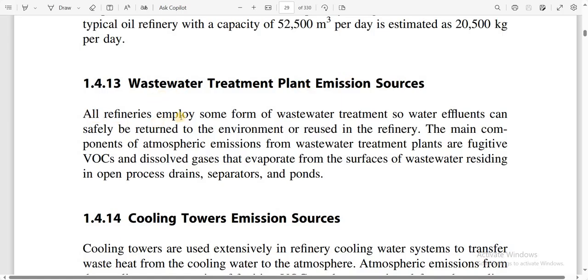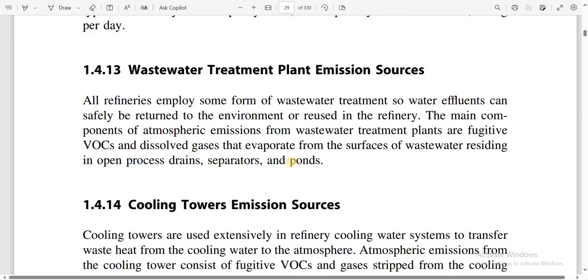There's another emission source, that is the wastewater treatment plant emission source. All refineries employ some form of wastewater treatment, so water effluents can safely be returned to the environment or reused in the refineries. The main component of atmospheric emission from a wastewater treatment plant is fugitive VOC, volatile organic compounds, and dissolved gases that evaporate from the surface of the wastewater residing in open process drains, separators, and ponds.